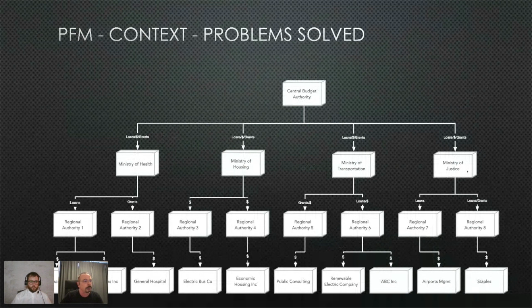Those entities, in turn, will be allocating loans, grants, dollars, etc., to various regional authorities to execute their programs. And those entities, in turn, will be expending money with delivery agents to achieve the objectives of those programs. So each of these programs would have objectives associated with them.